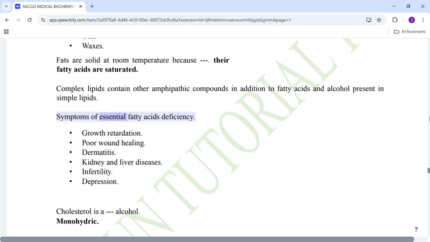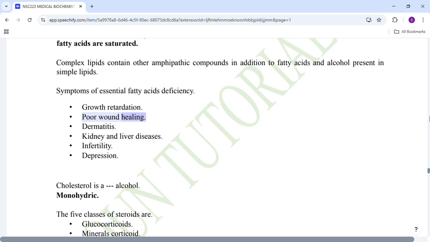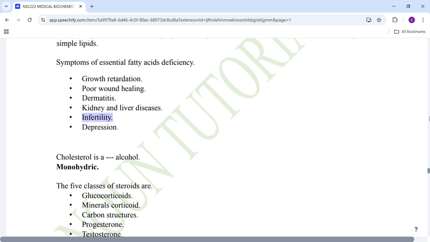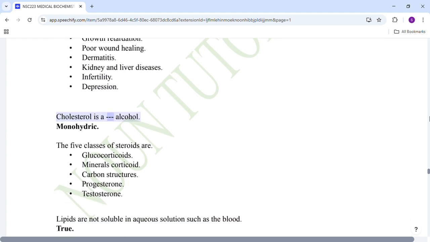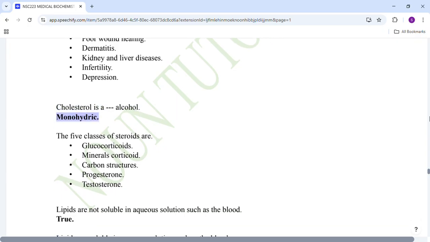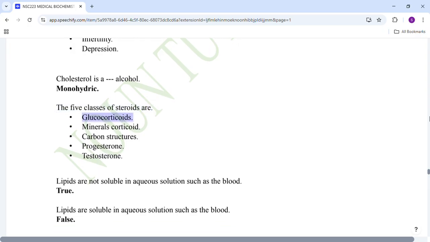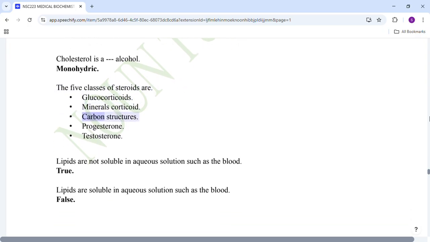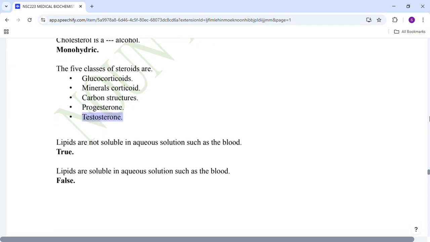Symptoms of essential fatty acids deficiency: growth retardation, poor wound healing, dermatitis, kidney and liver diseases, infertility, depression. Cholesterol is a monohydric alcohol. The 5 classes of steroids are: glucocorticoids, mineralocorticoids, carbon structures, progesterone, testosterone.